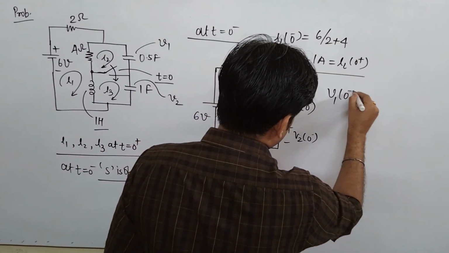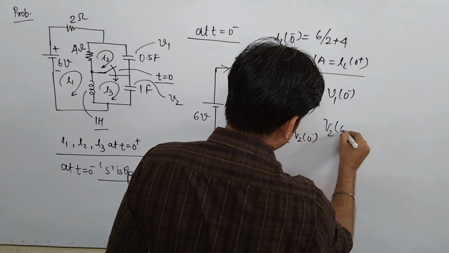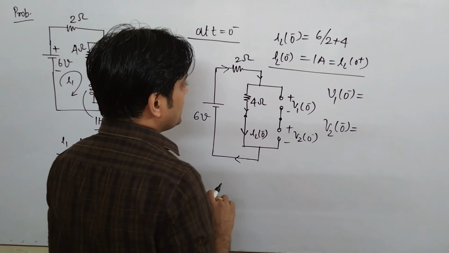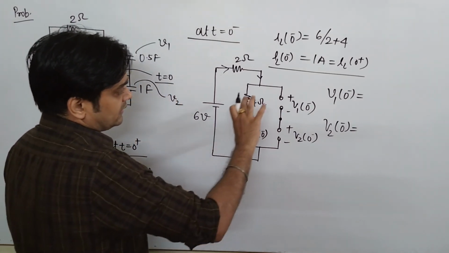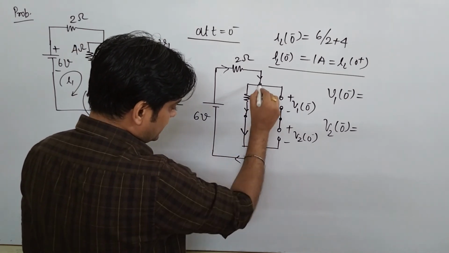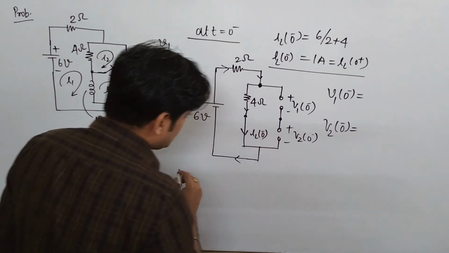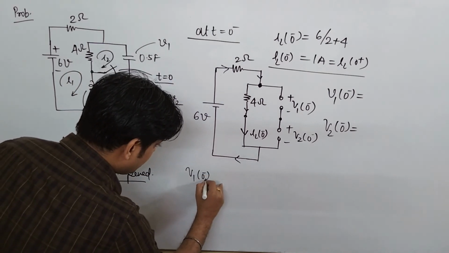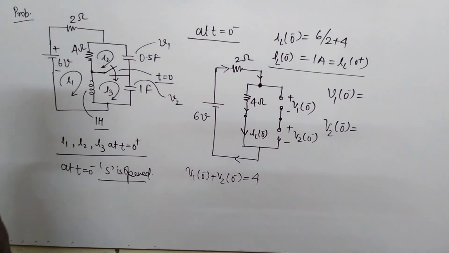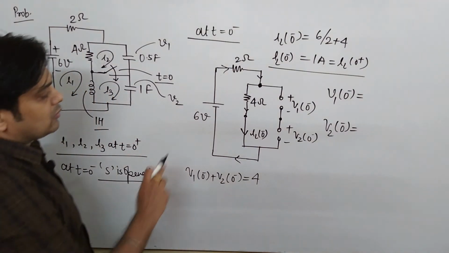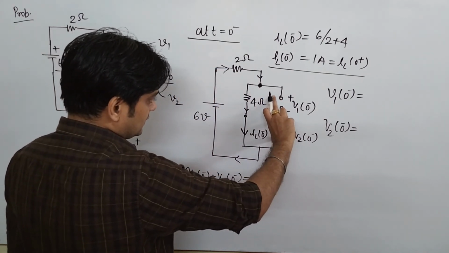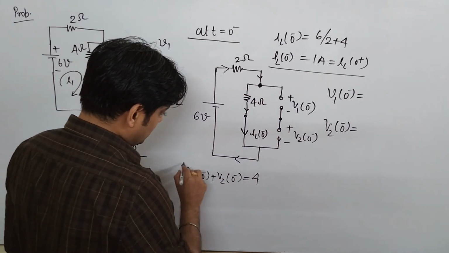In my previous problems I have already explained how to find V1 and V2 at 0 negative. Since this is a capacitor, the entire voltage which is appearing here, if you see this 4 ohm resistance, the current is flowing, so this is 4 volt. So the value of V1 0 negative plus V2 0 negative is basically 4 volt. Can you say? Because since 1 ampere current is flowing, 2 volt will drop here, 4 volt will drop here. So the sum of these two voltages is 4 volt. So this is your equation.